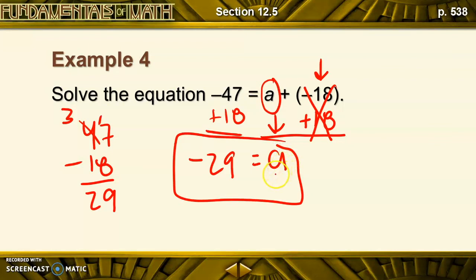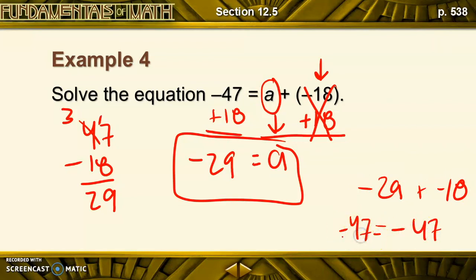And with trickier problems, maybe it's a really good idea to go ahead and check your answer. How would I check my answer? I would go ahead and evaluate. If I had negative 29 plus negative 18 and I add them together, that would actually give me negative 47. And does negative 47 equal negative 47? You betcha. There we go.